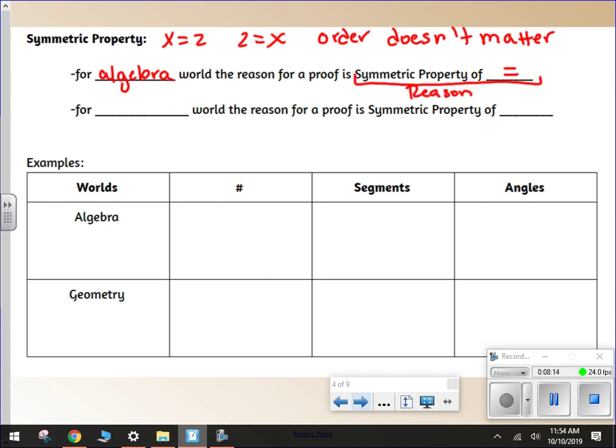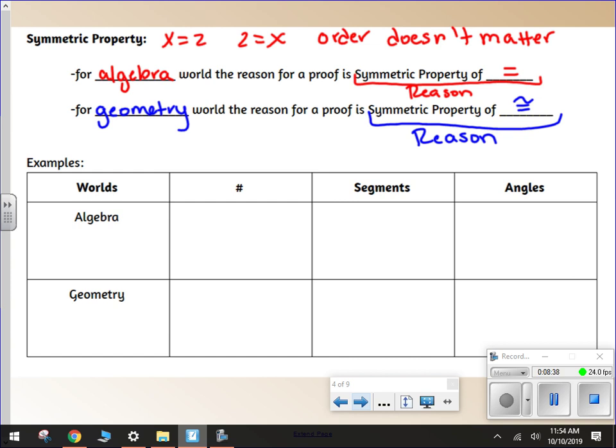And for geometry, we're using the symmetric property of congruency. That would be our reason if we're in the geometry world and using this property. So again, I have the same chart. I'm going to show you examples if I had numbers or segments and angles.